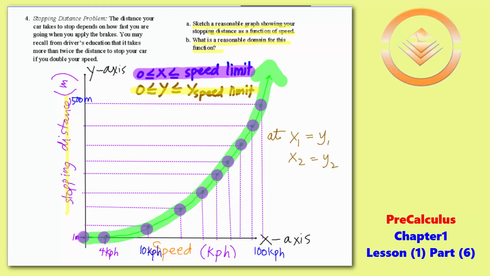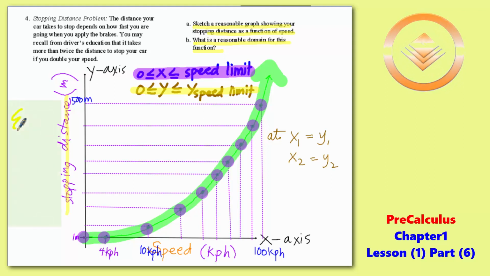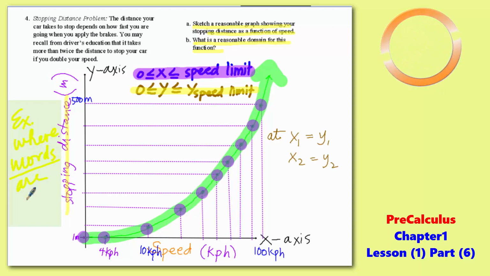So as you can see, we described our function in terms of words. This is an example where words are given, and we explain them or we answer them using graphs and domain and range.